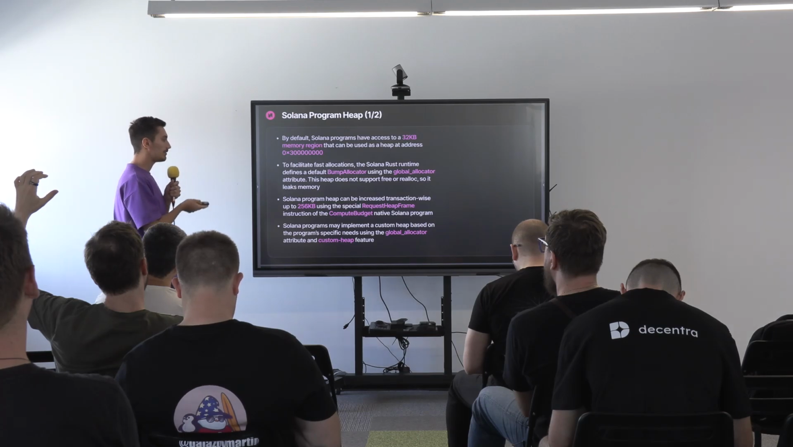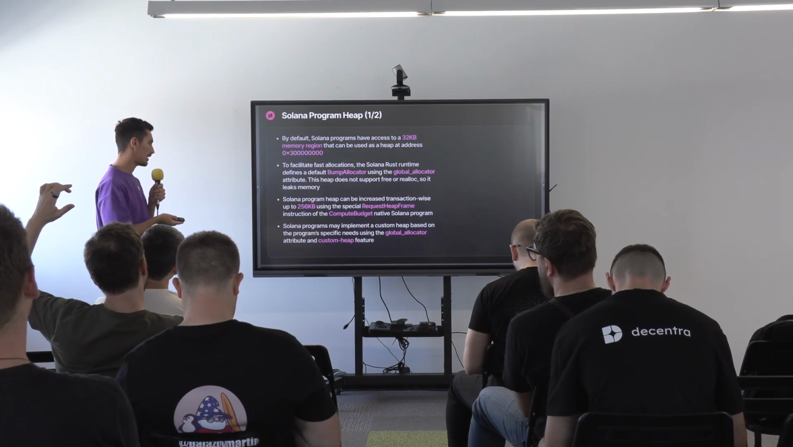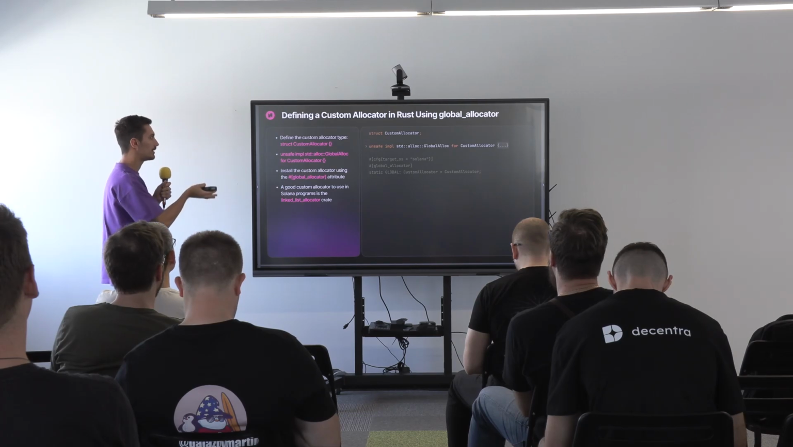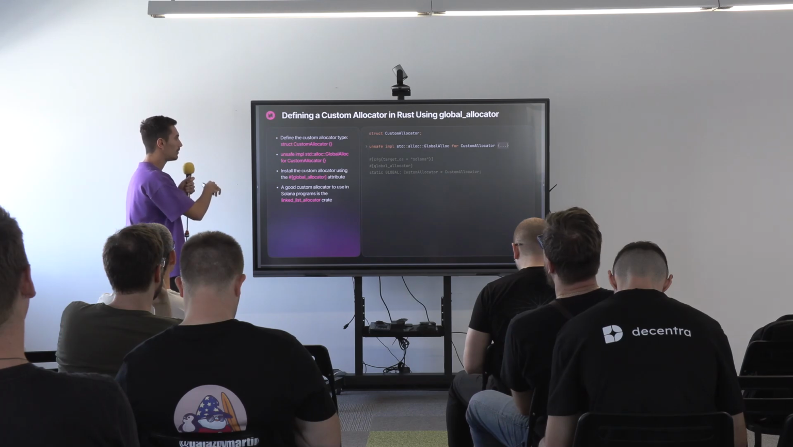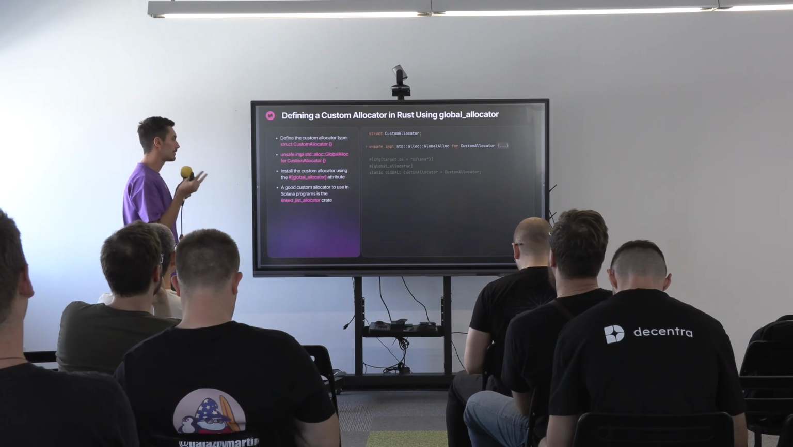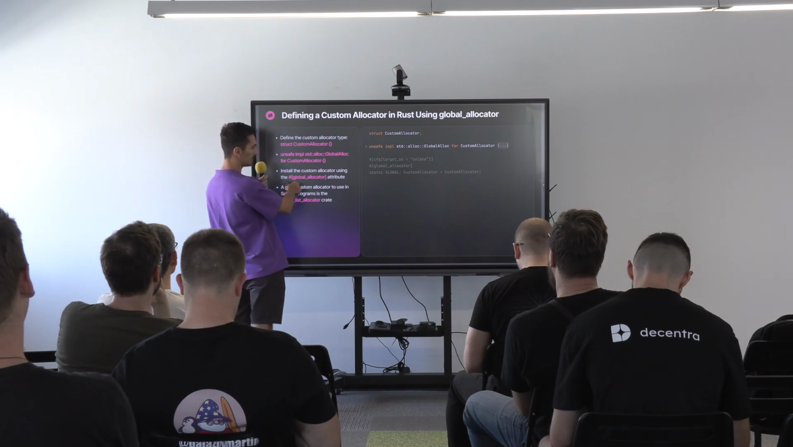As I said, we can define a global allocator, a custom allocator, using the global allocator attribute. This is the recipe for doing this in Rust in general. You define your struct for your allocator. You implement the GlobalAlloc trait for your allocator, which is an unsafe trait. It has two important methods, alloc and dealloc. You install the custom allocator using this attribute.